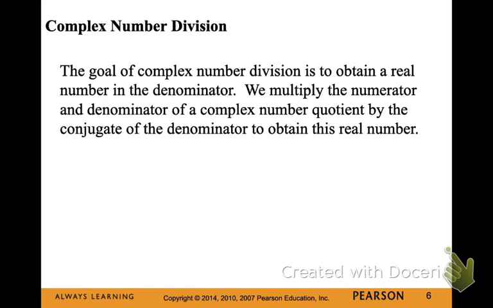Let's talk about complex number division. So the goal of complex number division is to obtain a real number in the denominator. We're going to multiply the numerator and denominator of a complex number quotient by the conjugate of the denominator to obtain this real number. So it's similar to rationalizing a denominator, but we're just getting the complex number out of the denominator.